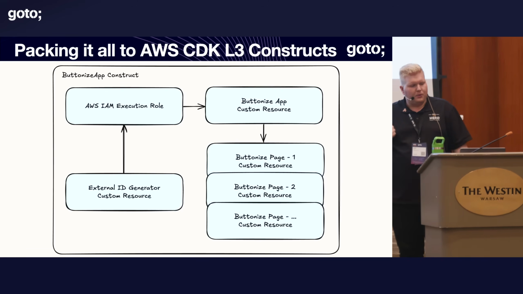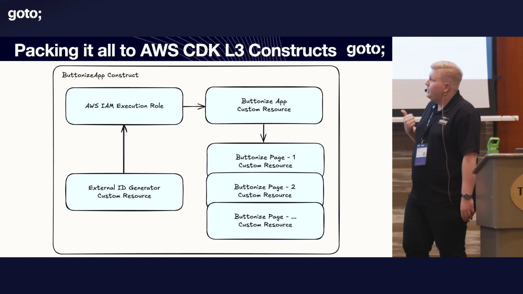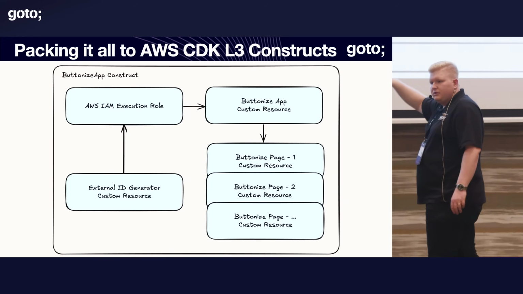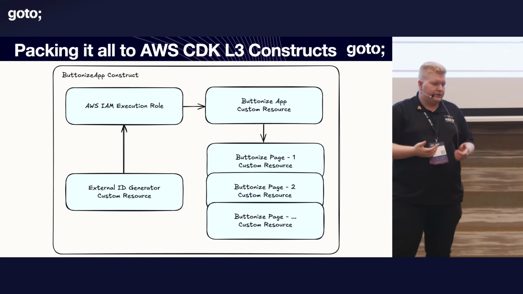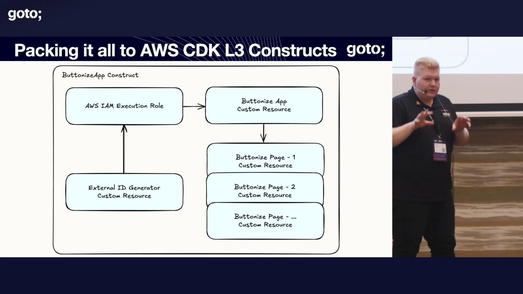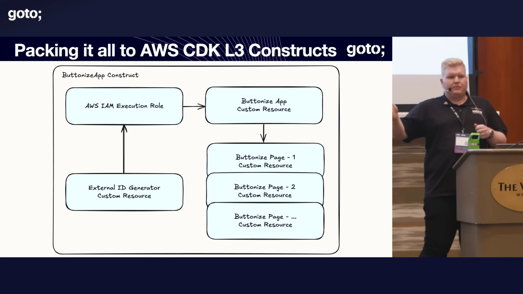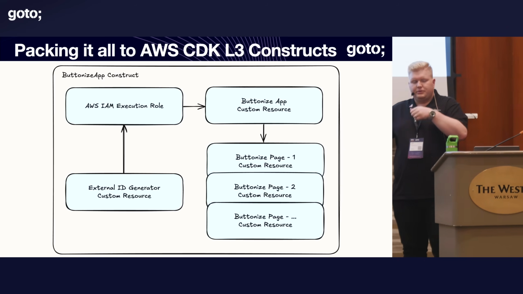And if we look at how we design our Buttonize constructs, you can see that the center of that is the IAM execution role, which is allowing us to do whatever we need in the account. And it's really keeping the minimal permissions. So really like invoke this specific Lambda function, read from this DynamoDB table, etc.